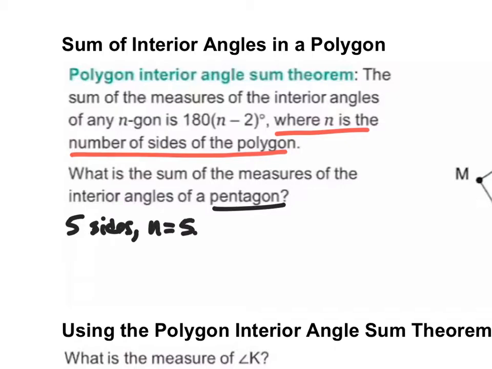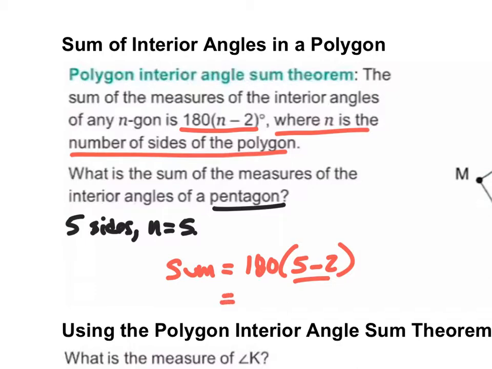If I want to find the sum of the measures of the angles, I simply plug it into my formula. My sum is equal to 180 times (5 minus 2). I do what's inside the parentheses first: 5 minus 2, so I get 180 times 3, which is 540. So the sum of all those angles is 540 degrees.